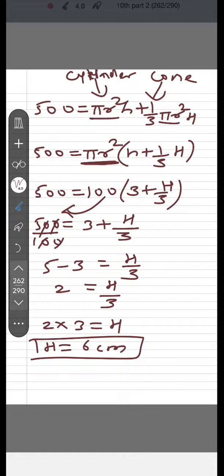Therefore the height of this diagram, or height of that entire solid shape, is equal to what? That is height of cylinder plus height of cone, which is equal to what? 3 plus 6, which is equal to 9 centimeter. Okay, and this is how you have to solve the questions. That's it.